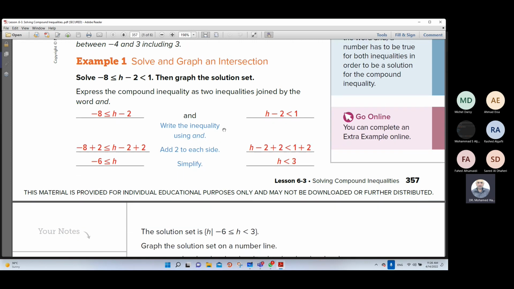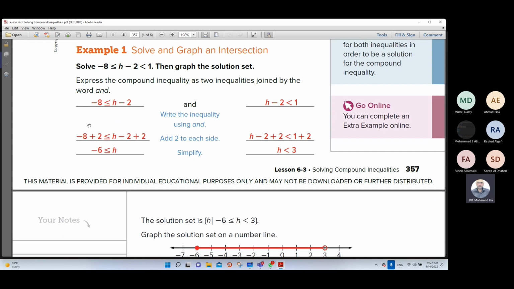Now try to solve it. We want to solve this inequality. We want to remove negative 2 from this side, so you can add the inverse: plus 2 to this side and plus 2 to this side. Negative 2 and plus 2 is 0, and h remains here. And minus 8 plus 2 will be negative 6. So h is greater than or equal to negative 6.